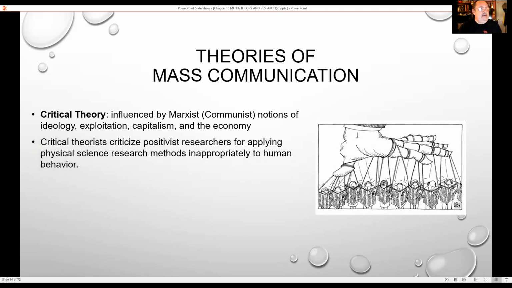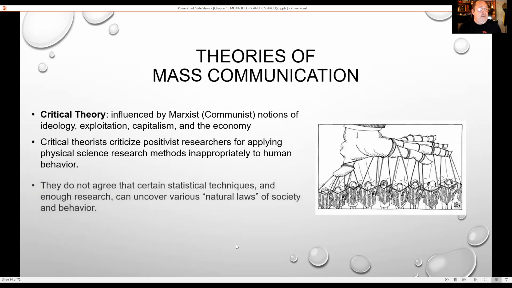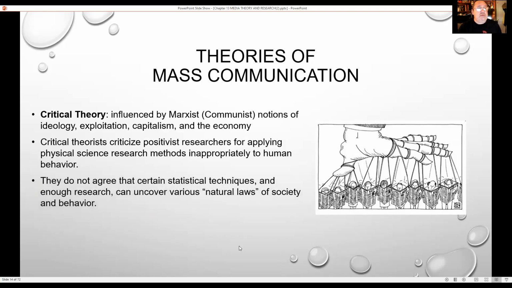But he did feel, like other critical theorists, that positivism researchers, he criticized them for applying physical science research methods inappropriately to human behavior. They did not agree that certain statistical techniques and enough research can uncover various natural laws of society and behavior. They also felt there's human nature that it's hard to research, you just kind of know it.